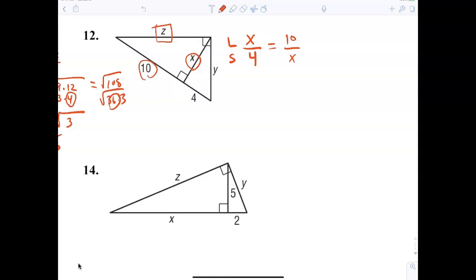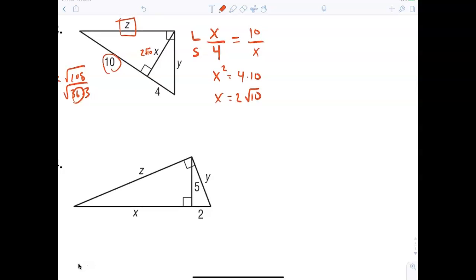Okay, so now you just cross multiply. So X squared equals 4 times 10. So X is equal to 2 radical 10. Everybody okay with that? Any issues? All right, so now I like to go ahead and put that in here because I may have to use it. All right, so now someone else set up a proportion.